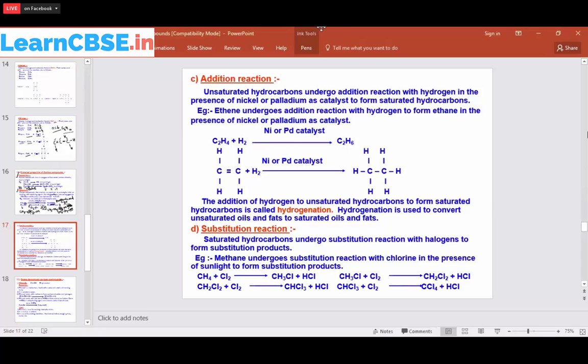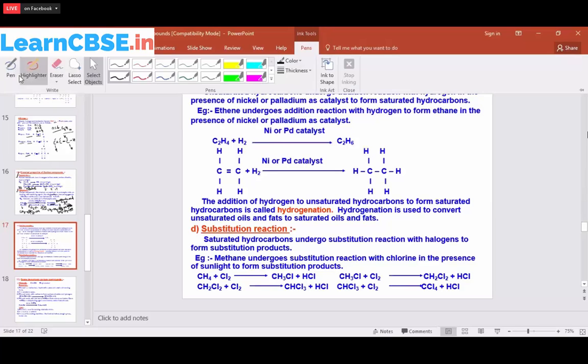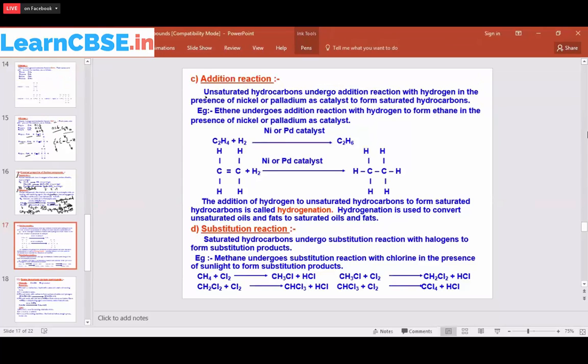Unsaturated hydrocarbons, in the sense that it may be either an alkene or an alkyne. That's why we call them unsaturated hydrocarbons. They usually undergo addition reactions because they have a double bond. So we can break one bond and add two atoms on both sides of the carbon atoms. Usually unsaturated hydrocarbons undergo the addition reaction with hydrogen in the presence of nickel or palladium as a catalyst.